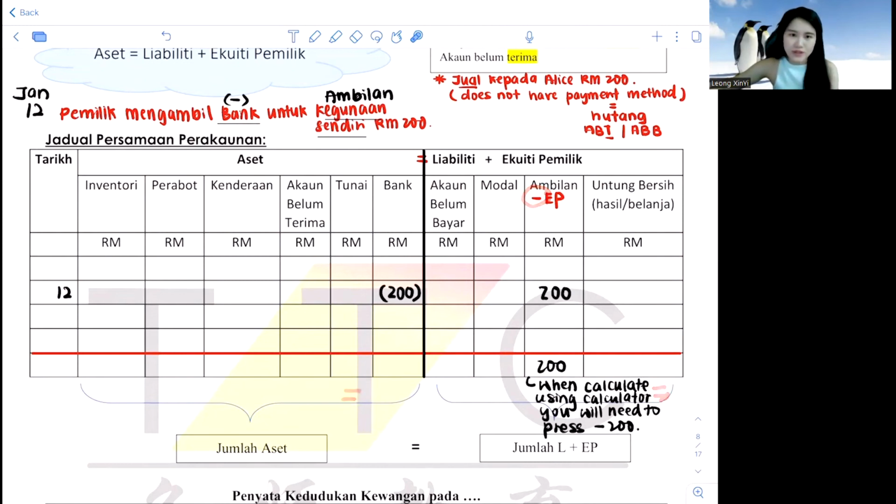Okay, so that is what I wanted to clarify with you guys, because that is a new thing for the entire question. The rest of them are quite okay, just very normal. If untung per se you see hasil, then you plus or put positive, maybe 100. If you see belanja, then you put negative, let's say 220 ringgit, so bracket. Okay, so now the example is done.